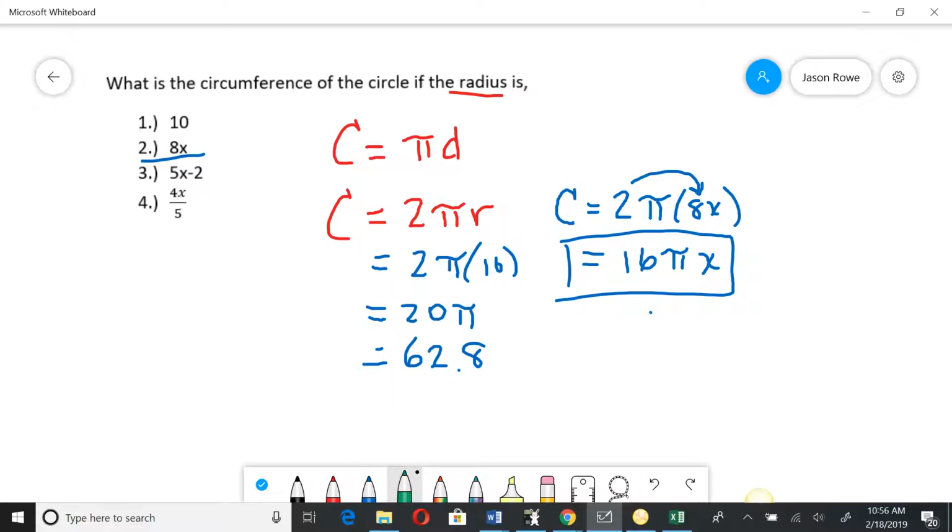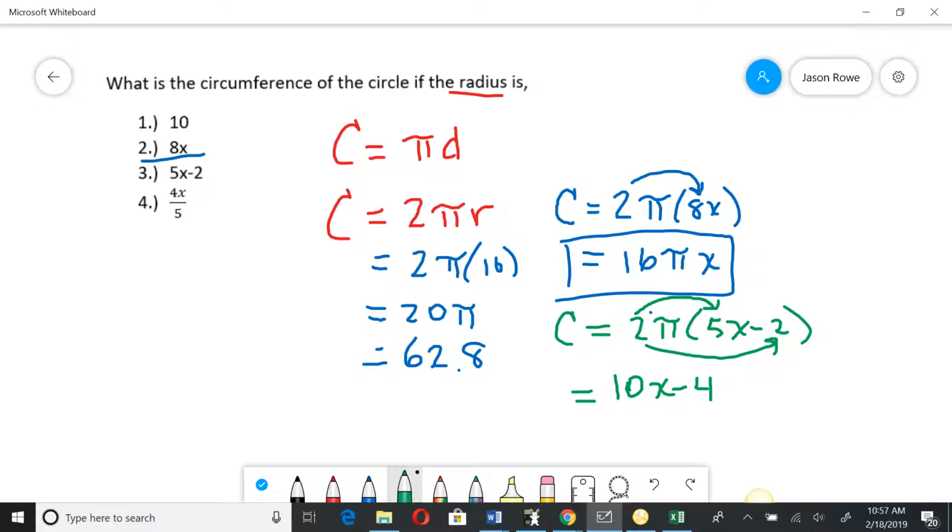Okay, so let's take a look at the next one. What if I'm given an expression like 5x minus 2? Again, all I can do is multiply what I can multiply. The most I can do here is distribute, and I'm just going to distribute the 2. I'm not going to distribute the pi. So that's going to give me 10x minus 4. I'm going to put that in parentheses and then put pi outside. And folks, honestly, it doesn't get any easier than that. That's it. That's done.